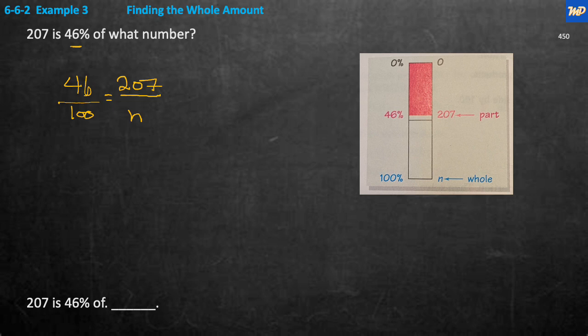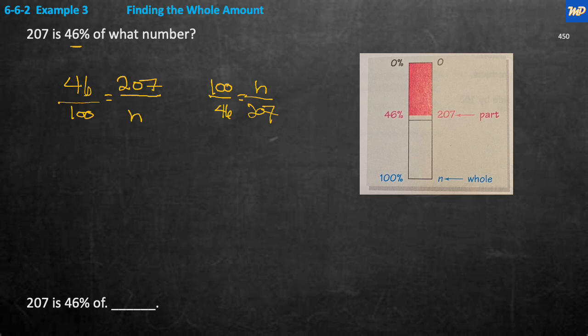Well, I want to show you something else we could have done to make this easier. I'm going to rewrite it right next to it. Instead of doing 46 over 100 and 207 over n, how about if I flip the whole thing upside down: 100 over 46 is equal to n over 207. I can do that. It's exactly the same thing. But now I only have one multiplication to do.